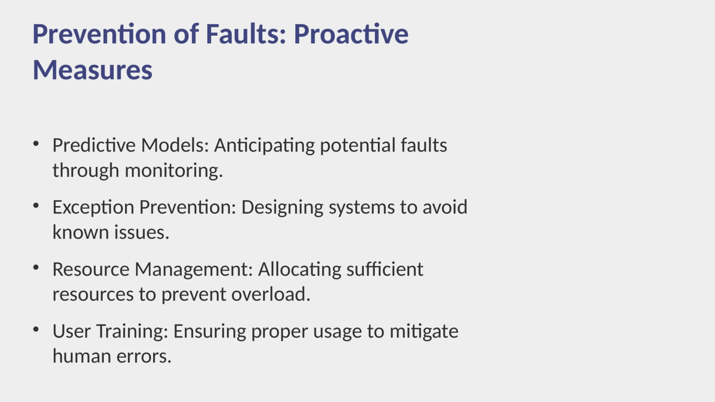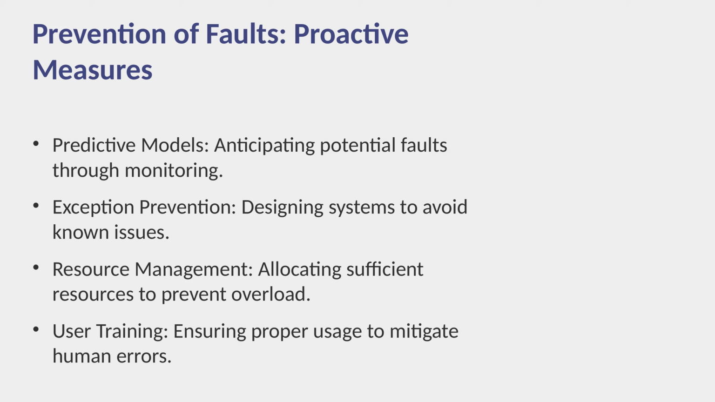Prevention is always better than cure, and this holds true for software availability as well. Predictive models can be employed to monitor system health and predict potential faults before they manifest. For instance, if a database is nearing capacity, alerts can be generated to prompt an upgrade or cleanup. Designing systems with exception prevention in mind involves using techniques like smart pointers and wrappers to avoid common pitfalls.